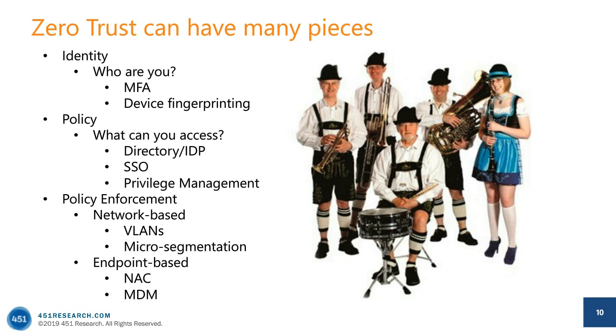And then the last big piece we really need is a way to basically enforce those rules. Okay, we figured out who you are, we figured out what you should be allowed to access, then we need to enforce that. So that's either allowing access, blocking access, maybe stepping up and requiring a stronger form of authentication. And it also implies a role for segmentation and micro-segmentation that we'll talk about a bit in the next few slides.